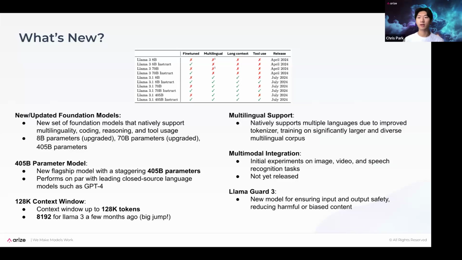I think the key stuff is obviously just the huge flagship model, the context window, and just the capabilities with multilingual, coding, stuff like that, right? And if you look at the table, they have the instruct fine-tune models as well, which has a lot more capabilities.